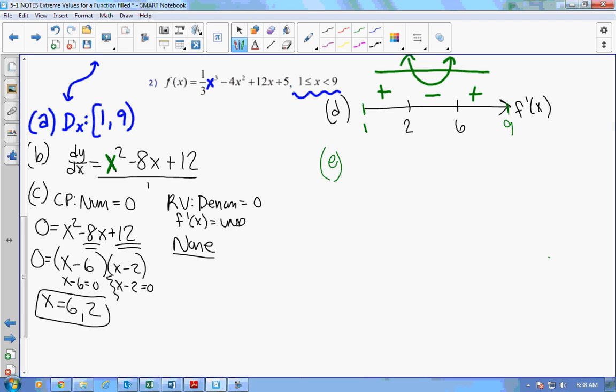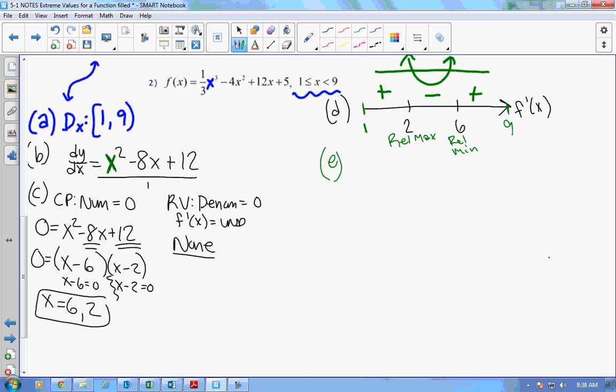What can you say about x equals 2? Goes positive to negative. What type of max? Relative. At least we think. We'll have to check the endpoints in just a sec. Relative max. Okay, what about 6? It goes from decreasing to increasing. So that would be relative min.